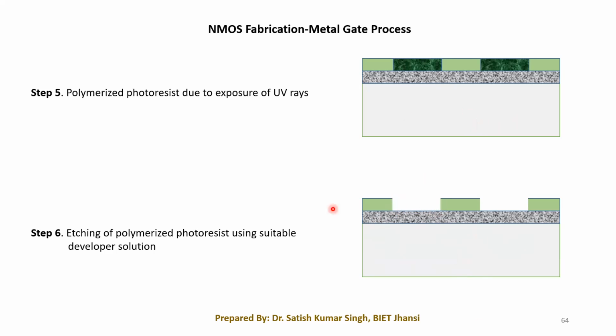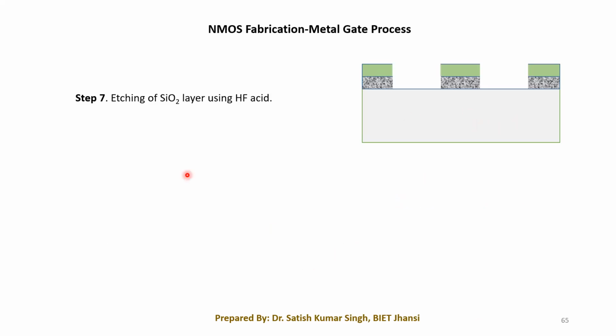Now, because we have to go for the doping process, we have to selectively remove this particular SiO2 layer. So how can it be removed? We have to use a particular chemical. So we have to do an etching process, a chemical etching process. Fine. So etching of the SiO2 layer using HF acid.